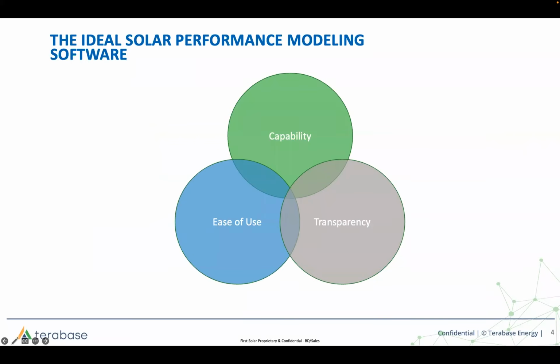First, I want to talk about what I think of as the ideal performance modeling tool. I think it's a blend of 3 factors: capability, ease of use, and transparency. I think PVLib, for example, being open source code, does an amazing job at transparency and at making us more capable as PV performance engineers. It might not be the easiest to use if you're not familiar with Python.